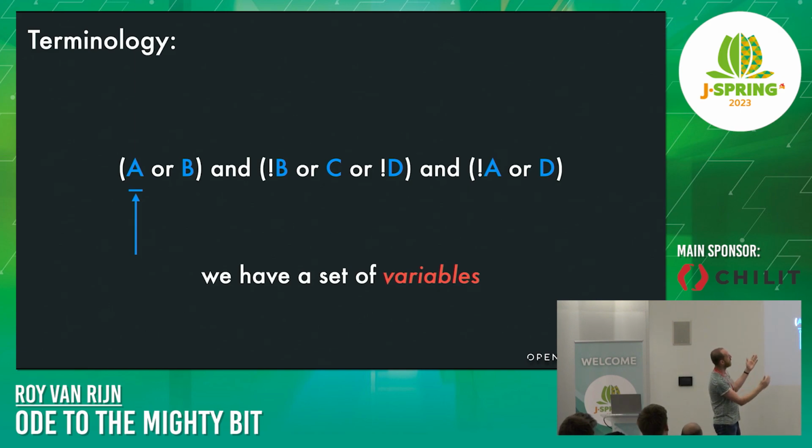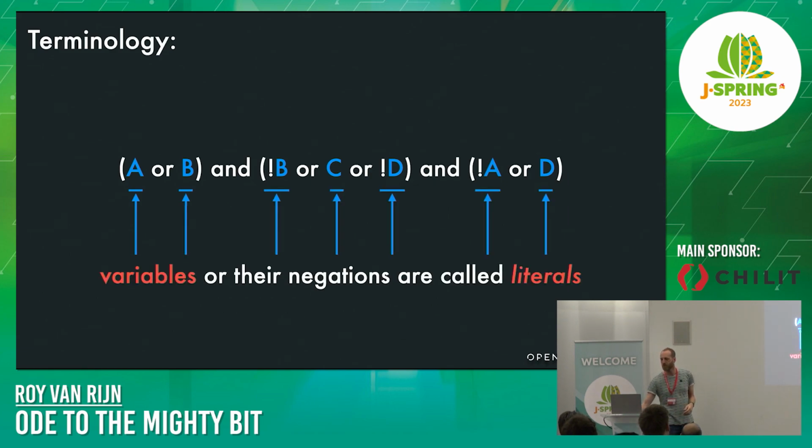This entire thing consists of a lot of variables. We know variables, we're programmers. If you say something is A, we know that if A is true, that means that thing is also true. It's a name for something. That's a variable. If we use a variable at a specific spot, we call that a literal. So this is a literal, this is literal B, this is the literal negative B.